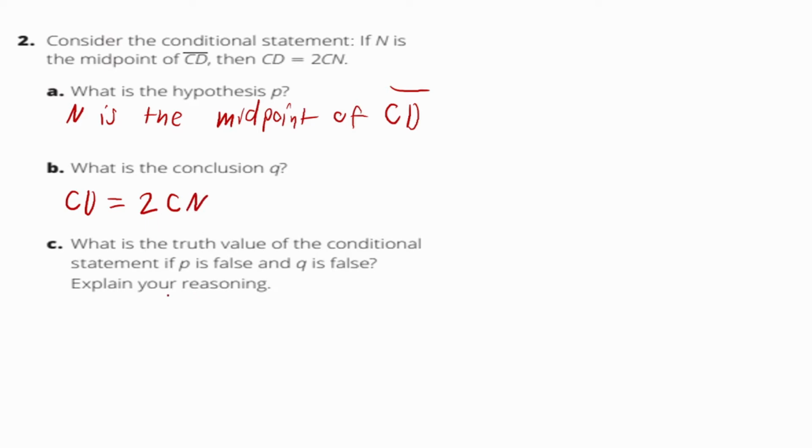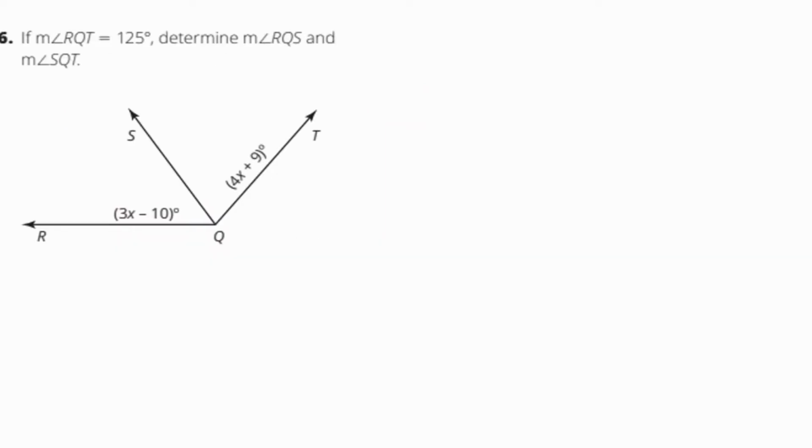It says, what is the truth value of the conditional statement if P is false and Q is false? Explain your reasoning. So if N is not the midpoint of CD, then CD is not equal to 2CN. That is true. The whole thing will be true because if N isn't the midpoint, that means it's not in the middle, which then means CN will not be half of the value of CD, which means 2CN will not equal CD. That's simple.